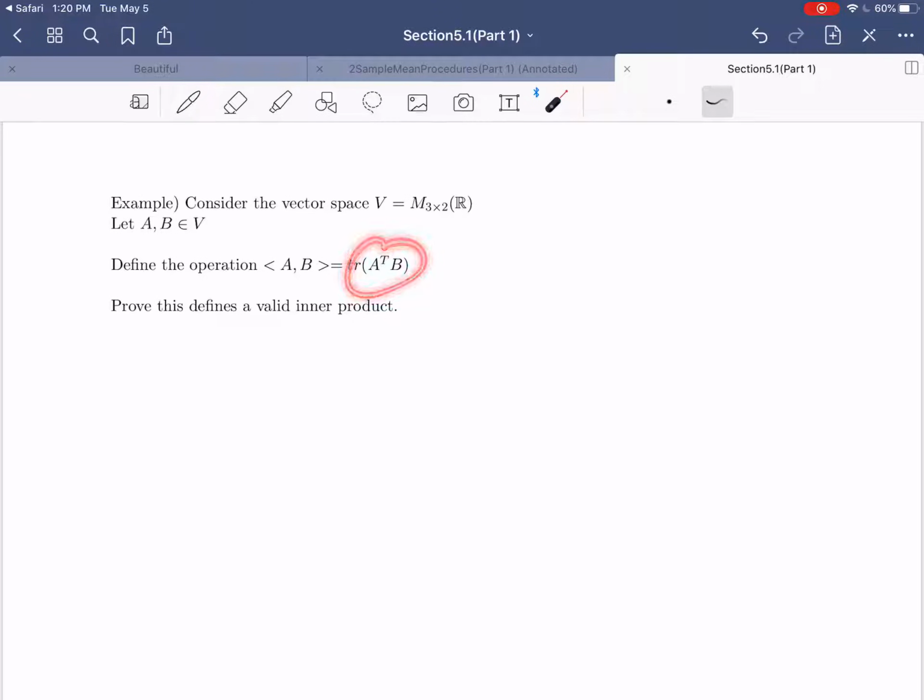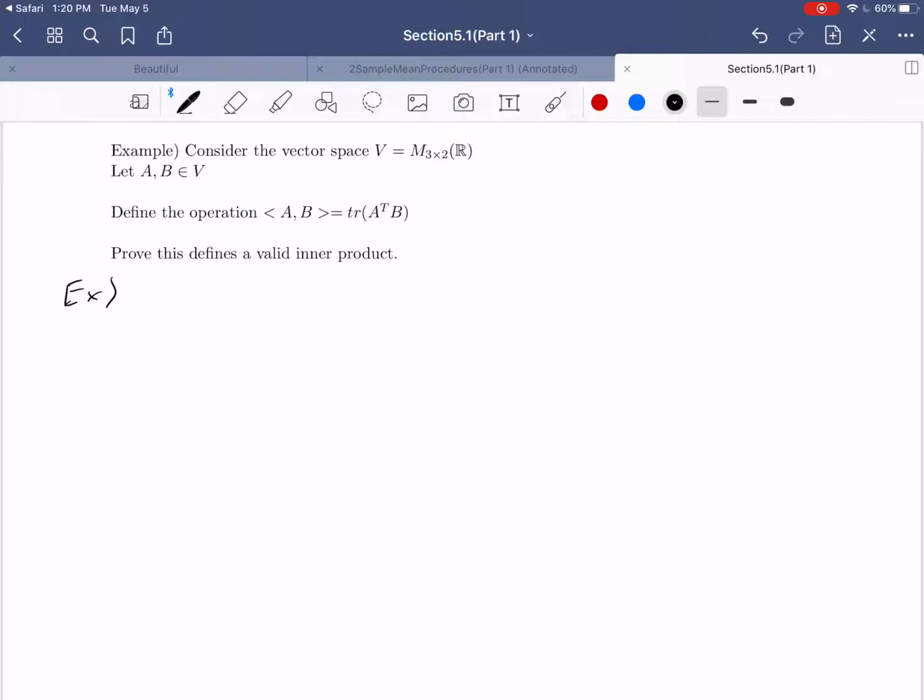So that's why it looks a little weirdly defined, because otherwise that trace wouldn't even make sense. Think about also this, the trace is the sum of the diagonal elements, so the trace is guaranteed just to be a scalar value, which is what's supposed to happen when you do an inner product. Okay, so the first thing we're going to do is try to prove that this defines a valid inner product. To help you guys, though, let's just do a quick example with some matrices to make sure we understand what this inner product is really saying.